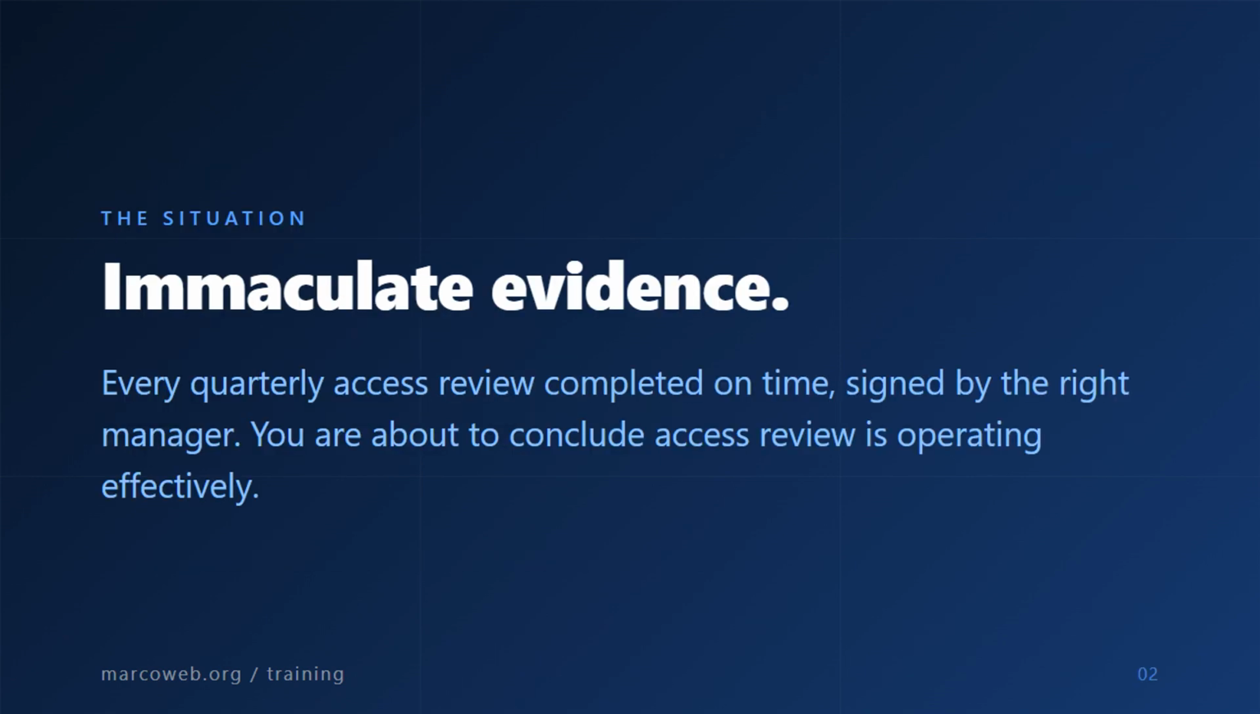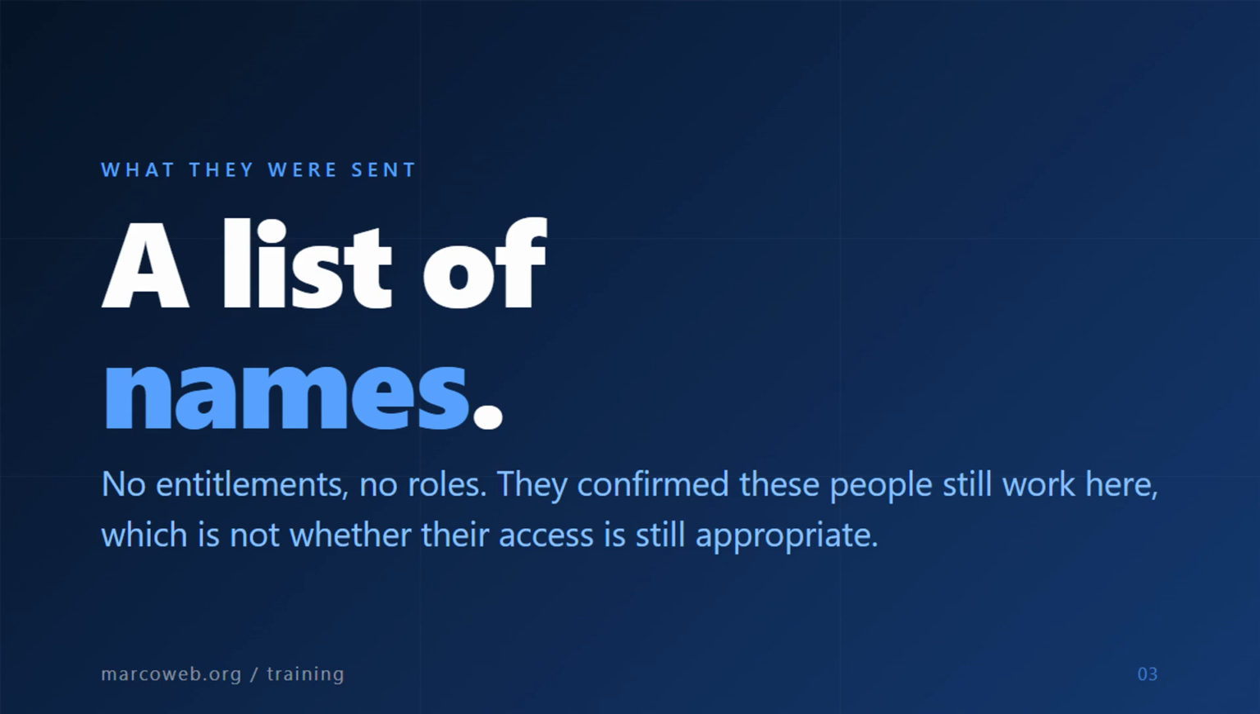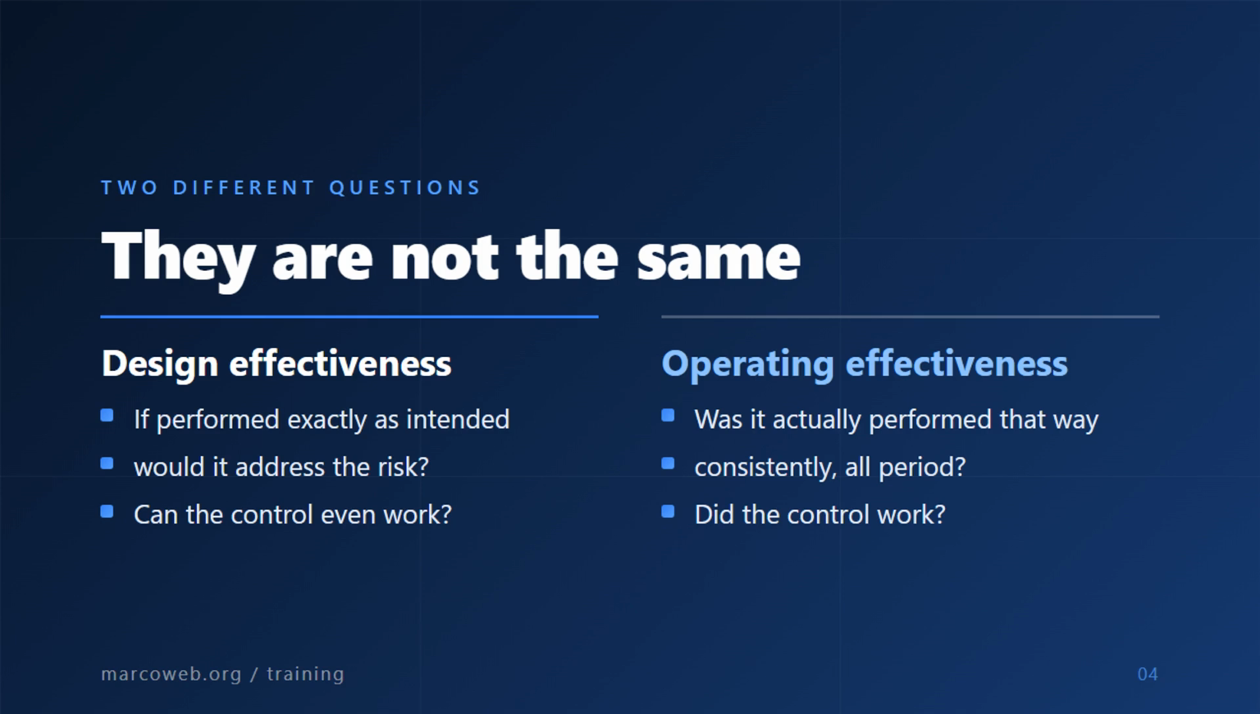Start with a situation. Every quarterly access review in the period was completed on time and signed by the right manager. The evidence is immaculate, and you are about to conclude that access review is operating effectively. Then you look at what the reviewers were actually sent. A list of user names. No entitlements, no roles, no permissions. They were asked to confirm that these people still work here, which is not the same question as whether their access is still appropriate. So separate the two questions cleanly.